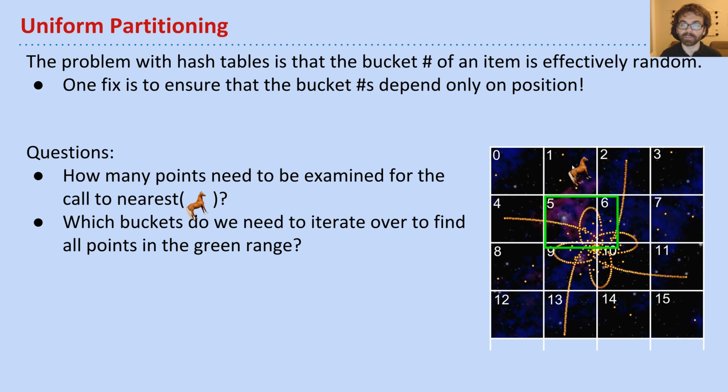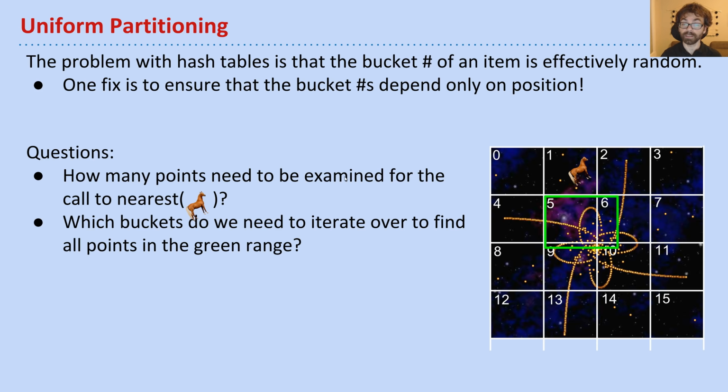So question for you. If we wanted to find the closest point to the space horse, how many different points do we need to look at if we have this partitioning scheme? And similarly, which buckets do we need to iterate over to find all the points in the green range?